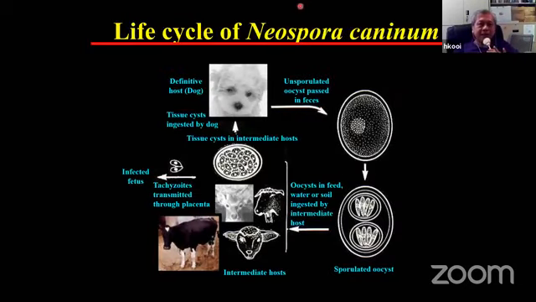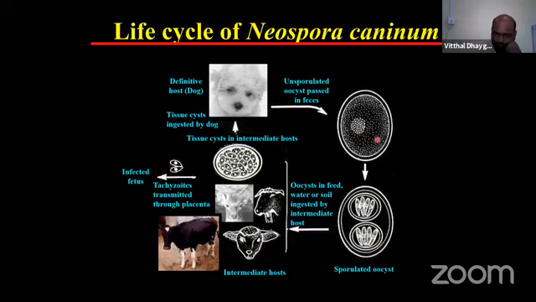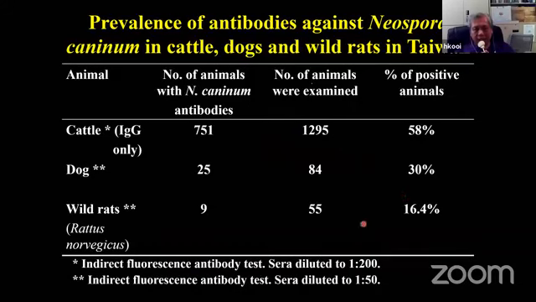So the life cycle of Neospora is that the dog will pass the oocysts in the feces, and then the oocysts will develop in the environment, and then they get ingested by these ruminants, and then it causes abortion. And if the aborted fetus is eaten by the dog, it goes like this. You find this in the textbook, so I'm not going to go too much into this. The next point is, what did I do?